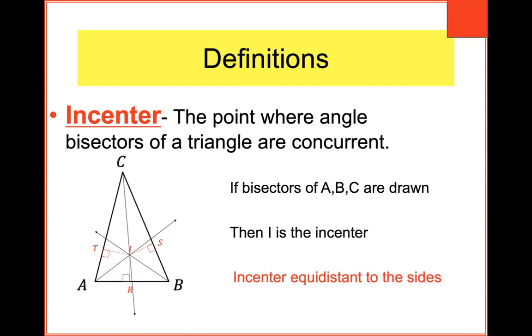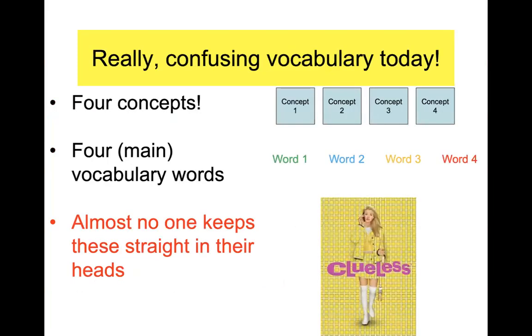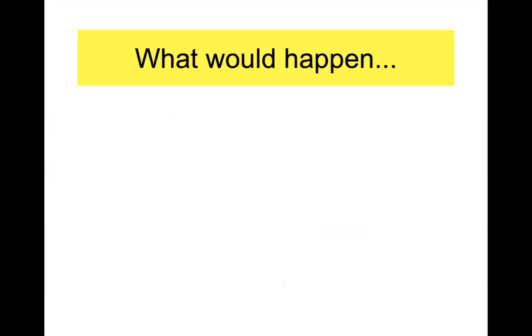All right, so 1 down, 3 to go. And remember, the red is the so what. So if black, then red. So if you make angle bisectors, then what's the so what? Then you're equidistant to the three sides of the triangle. All right, so if black, then red. All right, 4 concepts, 1 down, 3 to go.